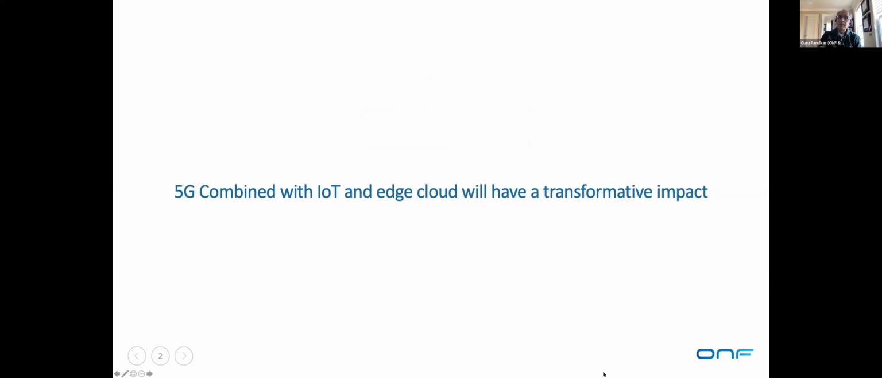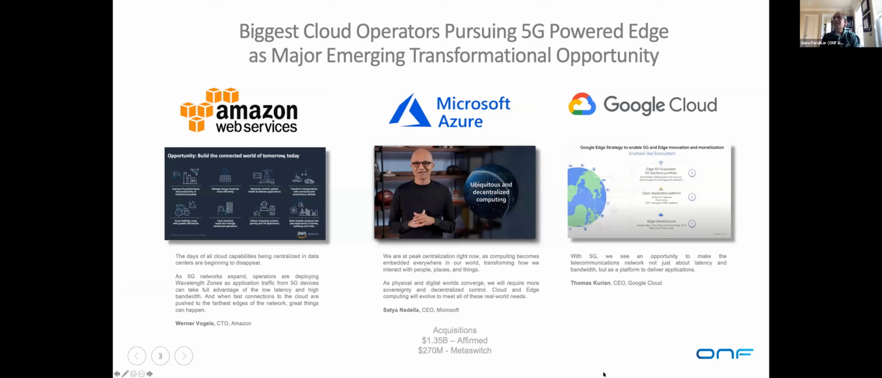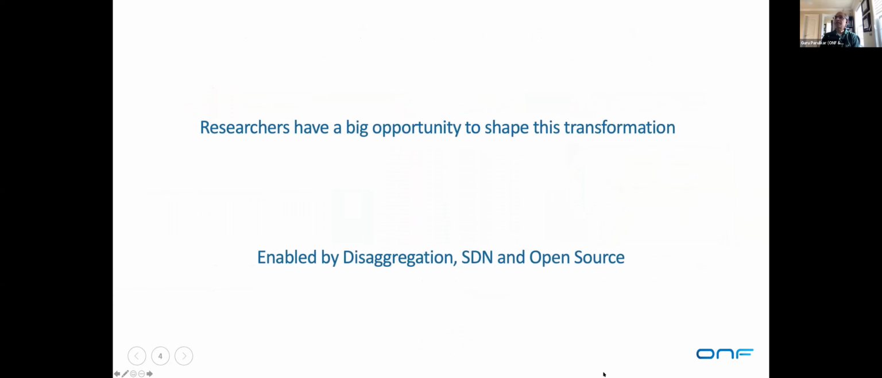If you don't believe me, you can even look at some of the leaders of the biggest public cloud providers, what they are talking about: 5G and edge cloud and the opportunities in this context. They are making significant investment and they are pursuing this transformative opportunity. But my punchline is that we as researchers have a big opportunity to shape this transformation. If nothing else, hopefully you will take away that there is a big opportunity for researchers to shape this transformation. And again, this is enabled by disaggregation, SDN, and open source.